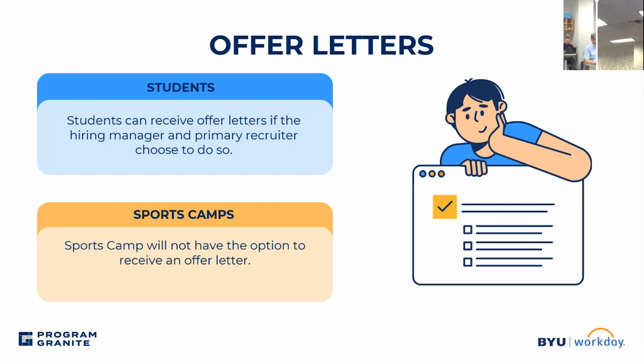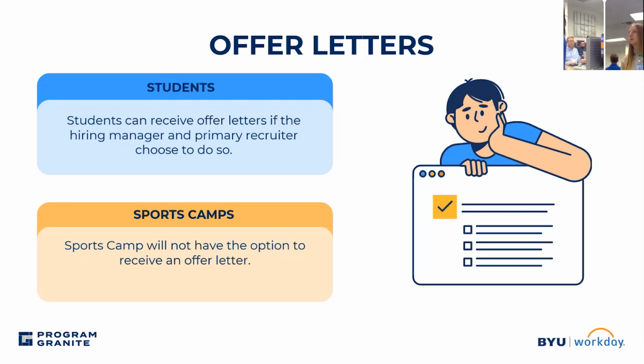Okay, so offer letters really quick. I mentioned this. Students can receive offer letters if the hiring manager and primary recruiter choose to do so. It'll go to the student. They can have an offer letter and sign it like we saw. But sports camps, they will not have the option to receive an offer letter. Any reason for that specifically? A lot to do with sports camps. Like it's hard enough to get them to sign their contract, let alone the offer letter as well. So period activity pay, they will sign the contract. However, your student hourly, however we choose to do that, they could do an offer letter if they so choose, or just be a direct hire.